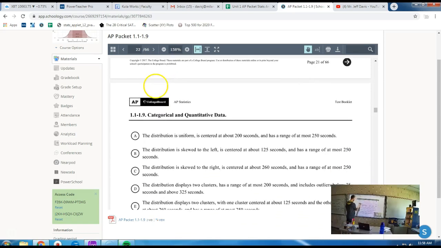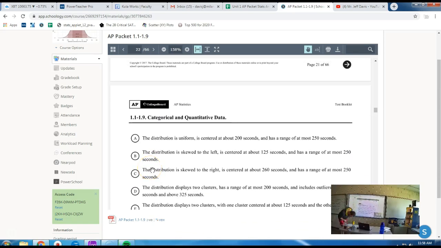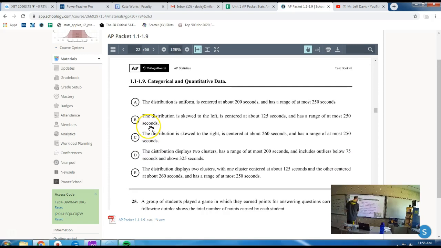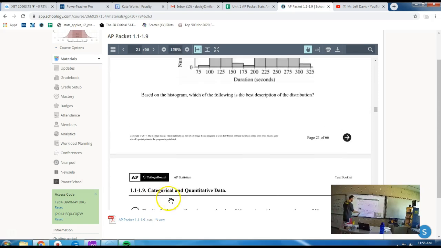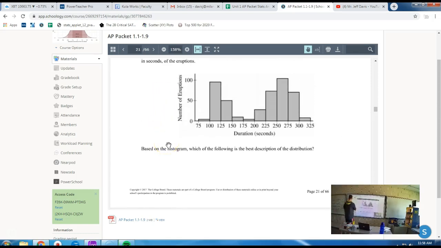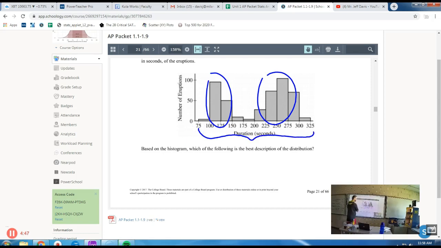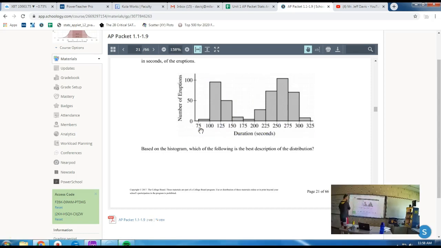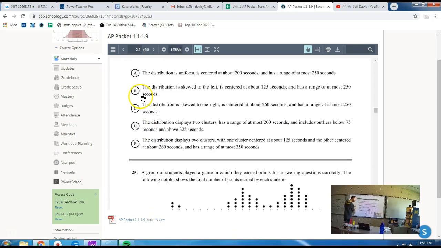This is number 24. This scrolling back and forth is why you guys might not like the video notes. We'll see. 24 is E, so the distribution displays two clusters, one around 125 and one around 260. Has a range of more than 250. So that's what I was saying. We got a cluster here, and then our range, if I subtract the top minus the bottom, is about 250.